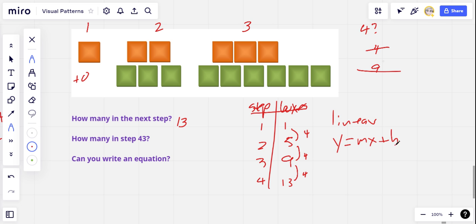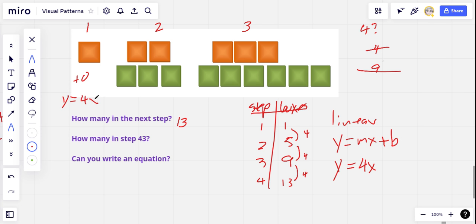y equals mx plus b. The m is going to be your rate of growth, the number of boxes it goes up by in each step. So we'll just put that in for m. So instead of y equals mx, we'll say y equals 4x. And then the plus b is something we use to adjust it to fit the numbers we actually see up there. Let's take this stem of our equation, y equals 4x.